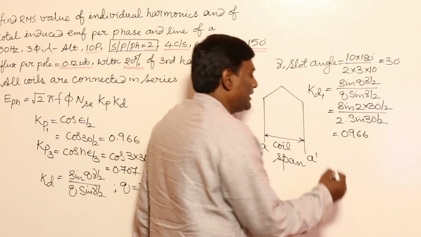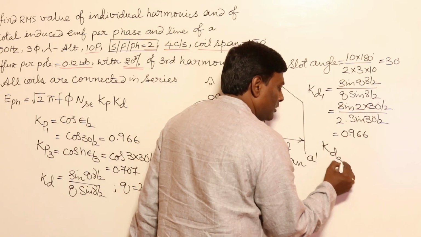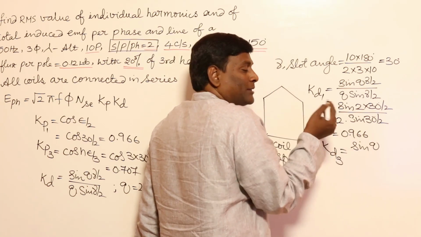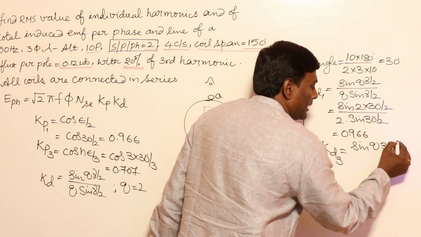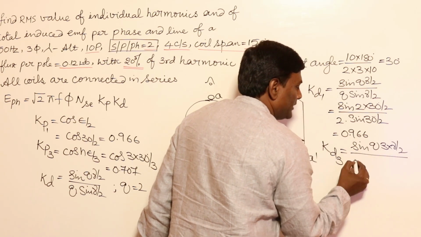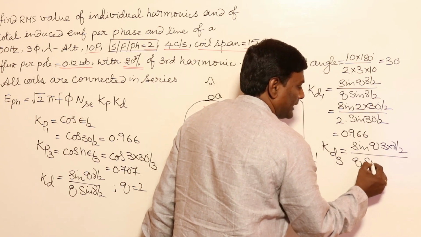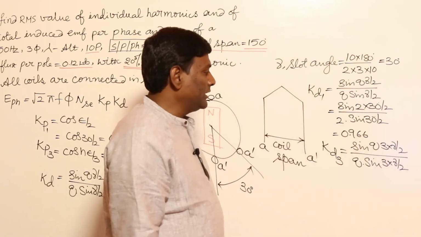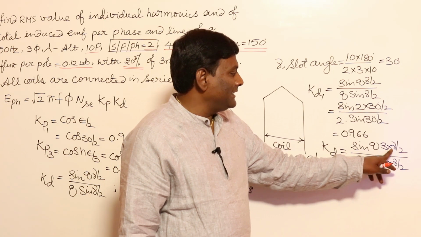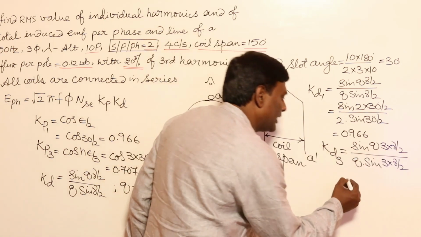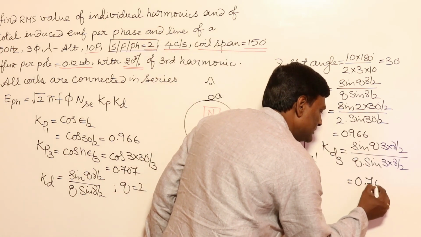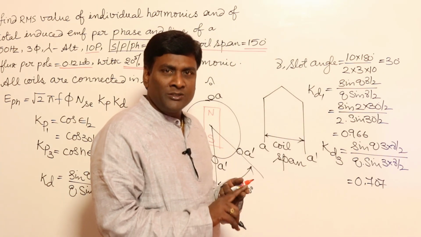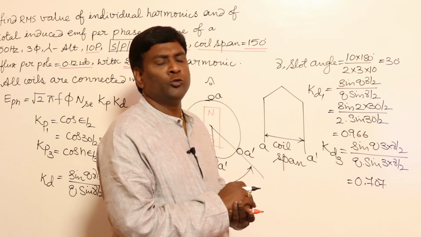Now let me calculate the distribution factor for the third harmonic, which is equal to sine(q times h times gamma by 2) divided by q sine(h gamma by 2), so sine(3 into q gamma by 2) divided by q sine(3 gamma by 2). You know the q value is 2 and gamma is 30 degrees; if you calculate it, it will come down to 0.707. Okay, so pitch factors are ready, distribution factors are ready, we can calculate induced voltages.